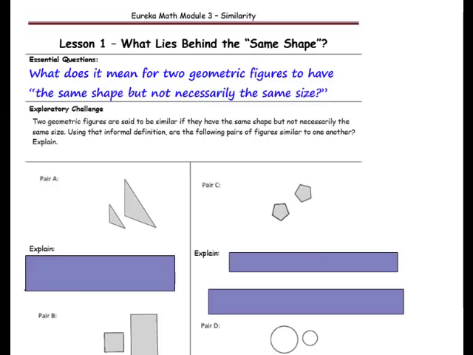This is Lesson 1, What Lies Behind the Same Shape. Pause the video and copy the essential question. What does it mean for two geometric figures to have the same shape but not necessarily the same size?